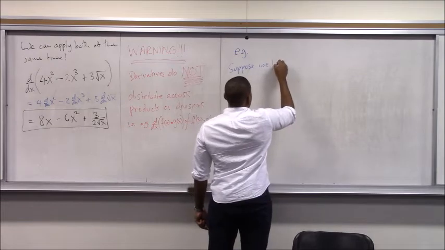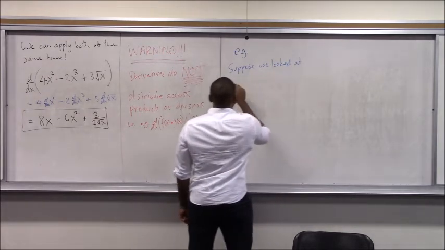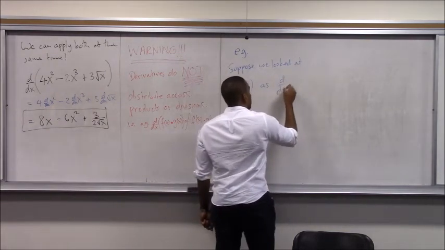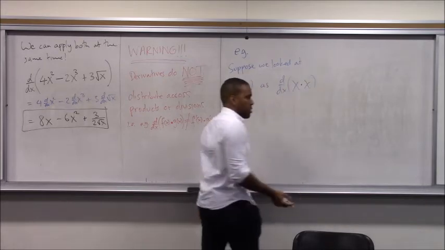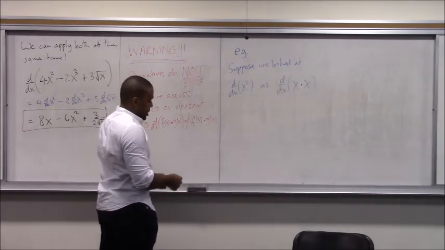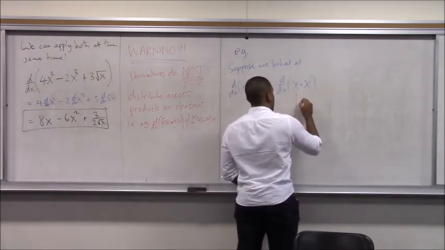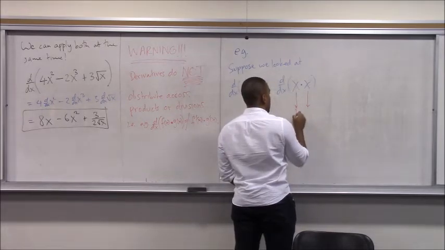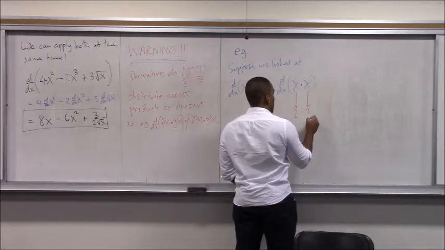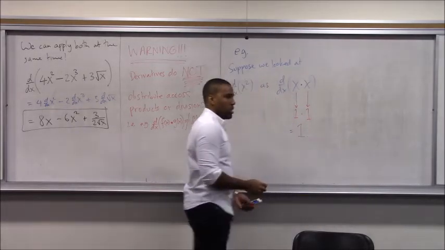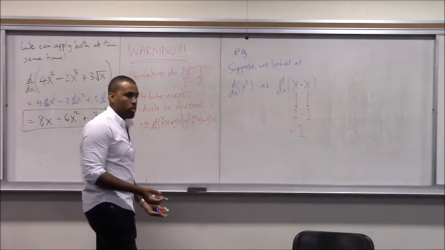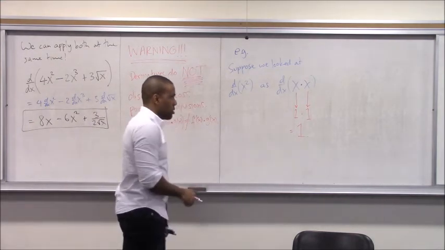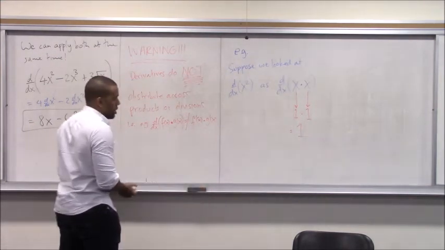We can know this, for example. Suppose we looked at the derivative of x squared as the derivative of x times x, because after all, that is x squared. If I were to differentiate each part, derivative of x is what? It's 1. Derivative of x is what? 1. So is the answer 1 times 1? I know that's not the answer. The answer should be 2x, right? So this is just one simple example that tells you you can't just differentiate each part of a multiplication. It's a little bit more complicated than that.